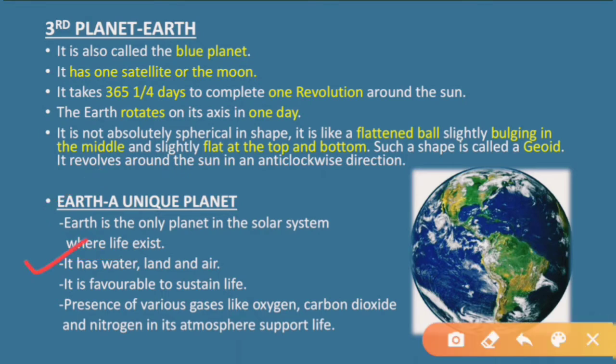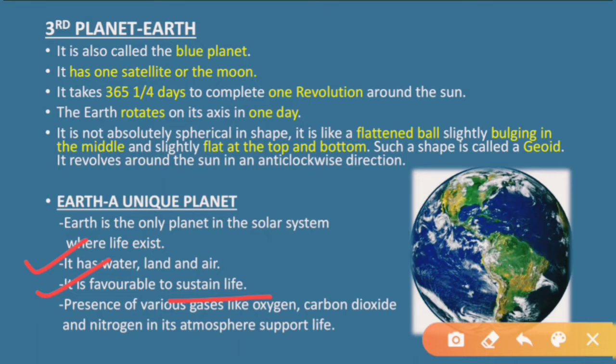Next point, it has water, land and air. As you all know, the planet Earth consists of water, land, air. It is favorable to sustain life. Because it has water, its own atmosphere, land and air, it is favorable for life to sustain there.